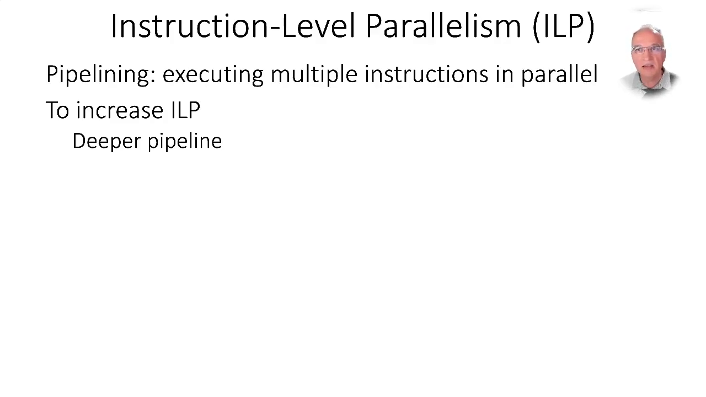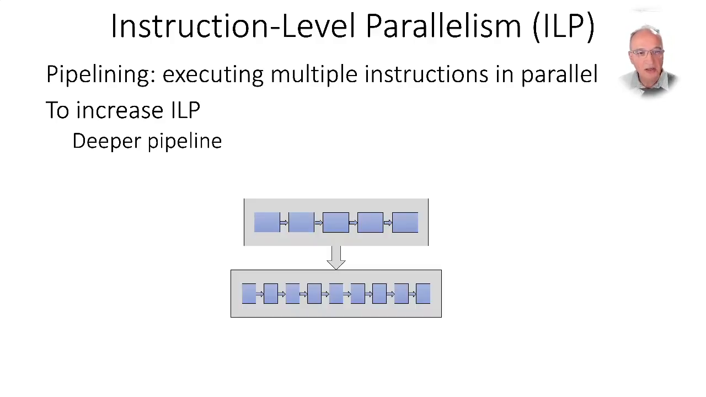In the past, they had longer pipelines, but the high penalty of speculation led companies to reduce the length of the pipeline, but making deeper pipelines leads to more instructions being executed at the same time. So instead of having something like this, you have something like this. So this is a deeper pipeline.